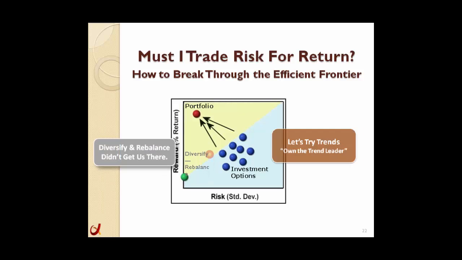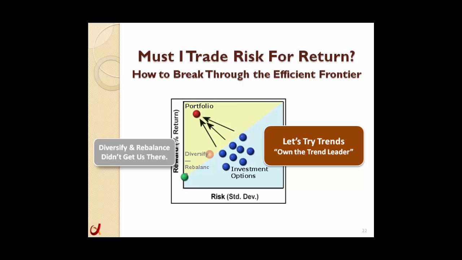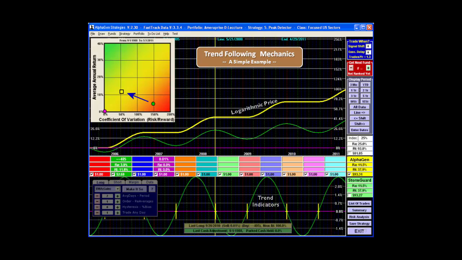Diversification didn't cut it. Let's try trends and own only the trend leader. Let's first look at trend following mechanics with a very simple example. In the upper black chart, we have a simple sinusoidal fund in green and a pretty flat money market fund charted in purple, and the strategy results in yellow.